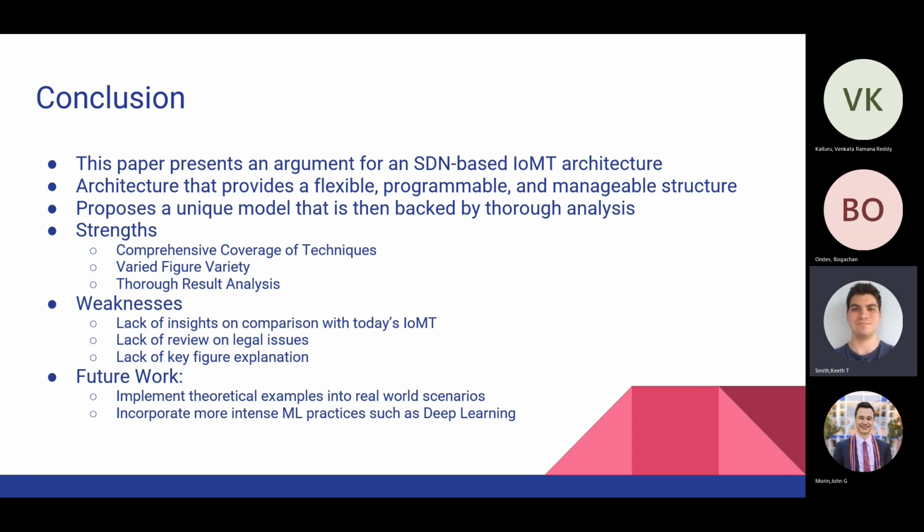The strengths of this paper also include comprehensive coverage of techniques, a variety of figures, and thorough result analysis. Weaknesses include lack of insights on comparison with today's IoMT, lack of review on legal issues, and lack of key figure explanation. Some future work ideas that we had were to implement some theoretical examples in real world scenarios. In the paper, they talk a lot about the theoretical examples, but they don't include them in a real world scenario, such as a hospital setting. So we'd like to see more of that, as well as incorporating more intense machine learning practices, such as some deep learning traits. Thank you for listening to our presentation.